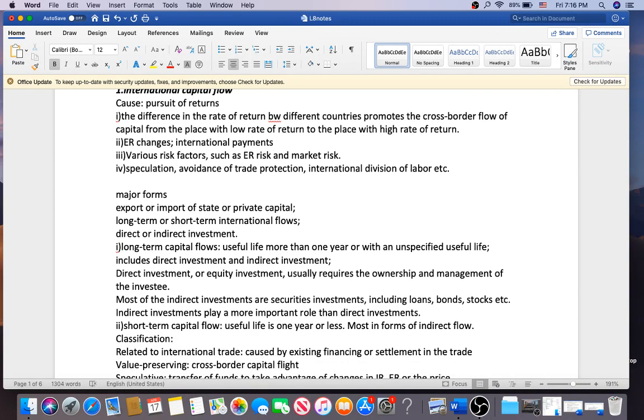Caused by other factors such as speculation, avoidance of trade protection, international division of labor, etc., in the international economy. In the international economy, trade barriers exist due to trade protection. In order to get around those barriers, people tend to make international direct investment.